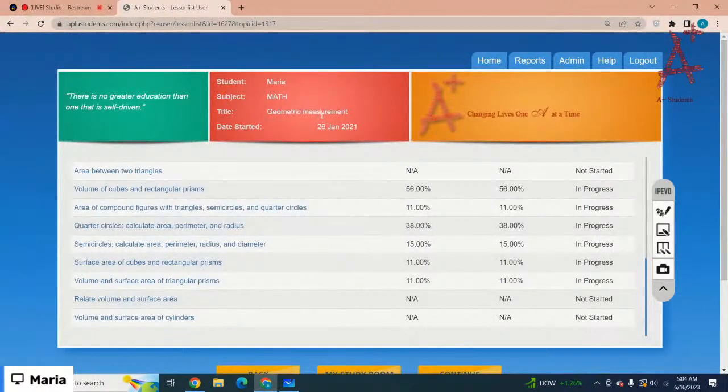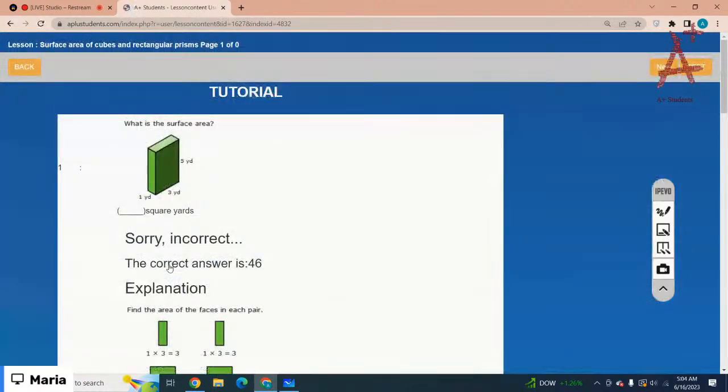Here I'm on grade 6 math. The chapter we're working on is geometric measurement. Let's just start with the first lesson, that is surface area of cubes and rectangular prisms. So let's just start with the examples. What is the surface area? So you have to calculate the surface area. So how do we calculate the surface area?